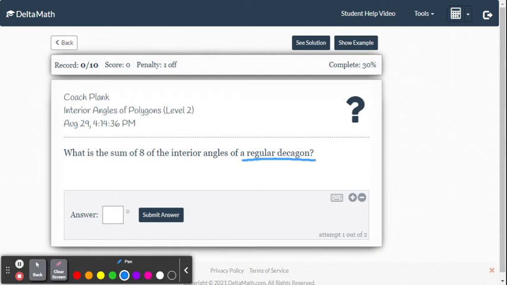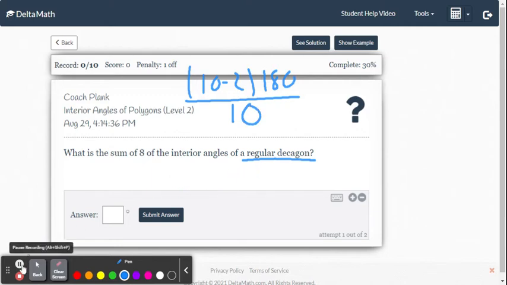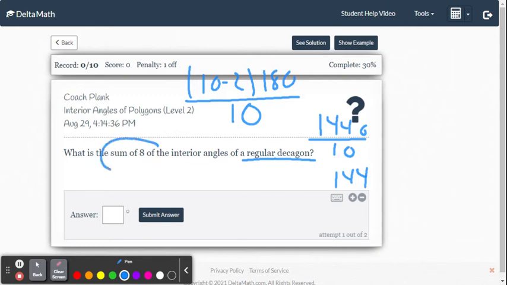So we're going to go 10 minus 2 times 180 degrees, and then divide that by 10 of those interior angles to get the measure of each interior angle. That's our first step. Let's put it in the calculator. So the 8 times 180 gets us 1440 divided by 10. That's going to come out to be 144 degrees for each angle. But again, be careful here. It wants to know what the sum of 8 of those angles is.